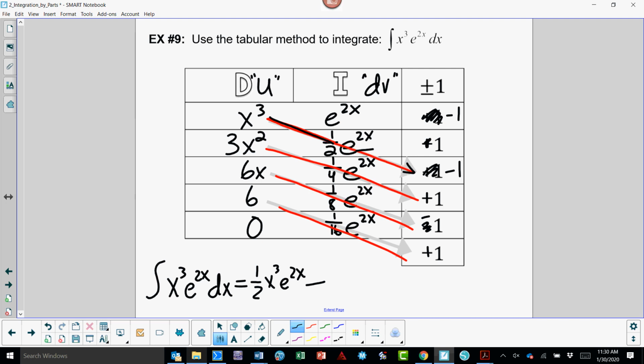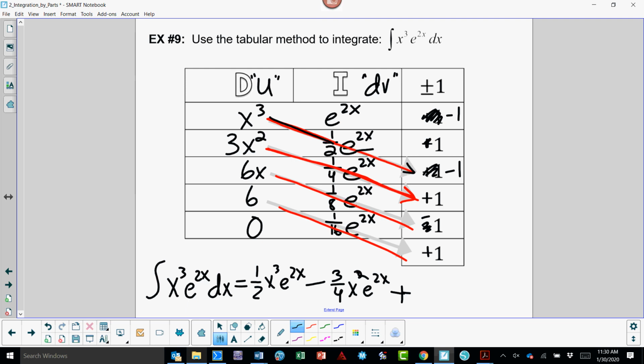Then I do the next product, which is 3x squared times 1/4 e to the 2x. And then I'm going to use this, which is plus. So you have 1/4 times 3, so 3/4 x squared e to the 2x. And then you'll have plus 6x times 1/8 e to the 2x.